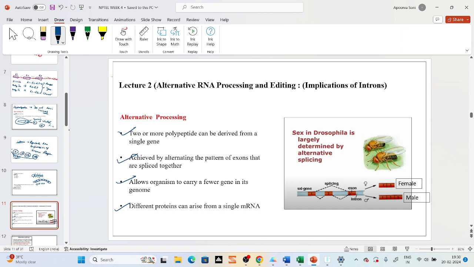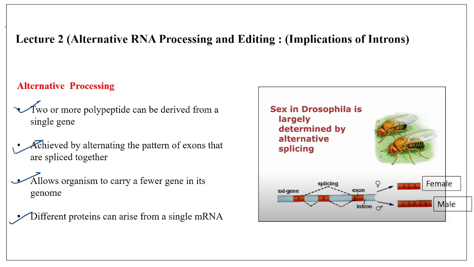Now, why did I show you this photo? Just to show you why introns are so important: in certain species, the presence of introns decides the gender, the sex of the organism also. For example, sex in Drosophila is largely determined by alternative splicing.